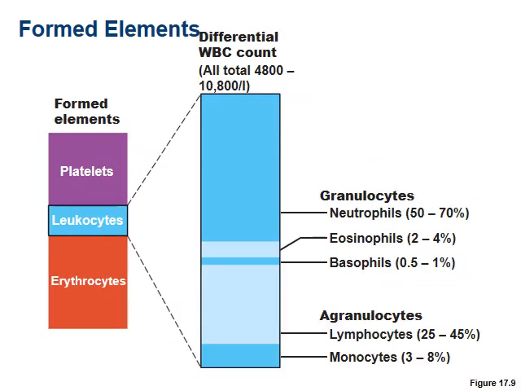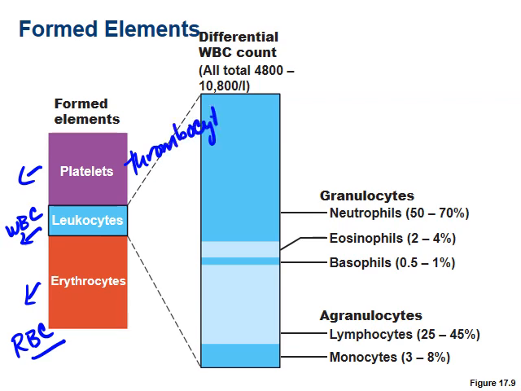Here's a nice visual for the formed elements for you. We have erythrocytes here. These are the red blood cells. We have leukocytes. These are more commonly called white blood cells. And then we have platelets. Sometimes they're referred to as thrombocytes. That's kind of the more technical name that goes with these names.